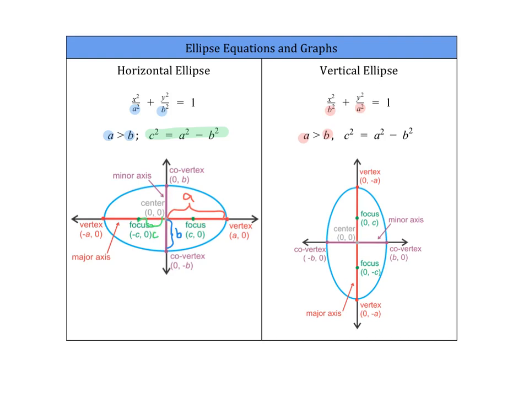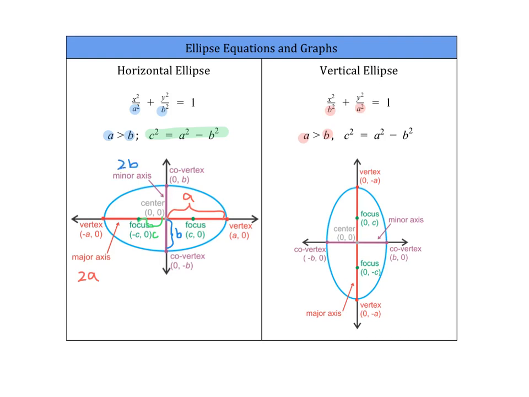So a tells you the distance to the vertices, b tells you the distance to what are called the co-vertices, and c tells you the distance to the foci. Now, a few other vocab words you should know. The major axis is the distance from one vertex to the other. So notice if this distance is a and this distance is a, the length of your major axis is going to be 2a. The major axis is always the longer axis. In a horizontal ellipse, our major axis is horizontal, and you could guess our minor axis is vertical, and you find its length by doing 2b.